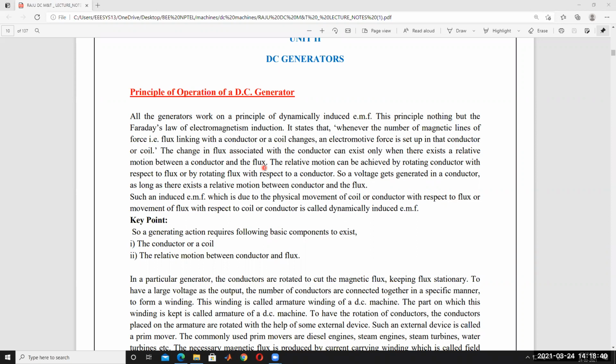The EMF is induced in the conductor whenever there is a relative motion between these two, flux and conductor. Only when relative speed exists between the conductor and the flux is this EMF induced. That is called dynamically induced. That is how a DC generator works. Understood? By using one animation video, you can easily understand this concept.